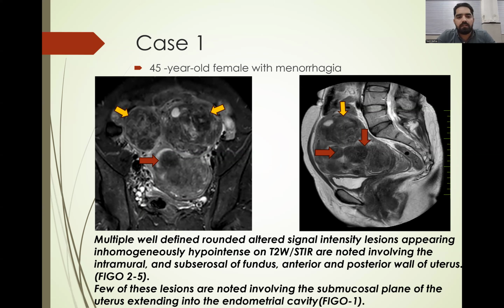As you can see, the yellow arrows are depicting the FIGO 2 to 5 fibroids. Few of these lesions are noted involving the submucosal plane of the uterus extending into the endometrial cavity, as marked by the red arrows, which are FIGO 1 fibroids.